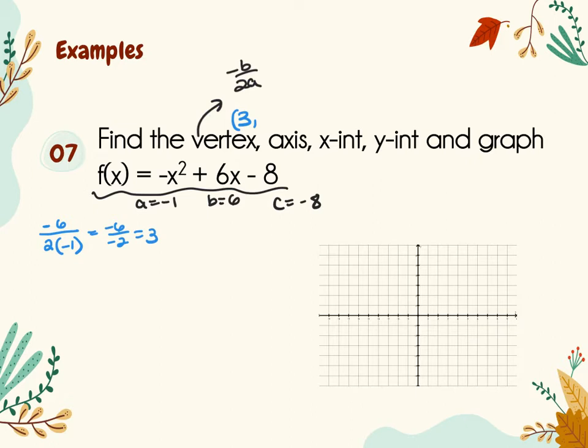Then I'm going to find the y coordinate of my vertex by plugging that back in. So the negative stays on the front. 3 squared plus 6 times 3 minus 8. I square the 3 first. It becomes 9. Then I take the negative, so it's negative 9 plus 18 minus 8. Negative 9 plus 18 is 9. Minus 8 is 1. And that's the y coordinate of my vertex. With me so far? Once you plug it back in, you get the y coordinate of your vertex.